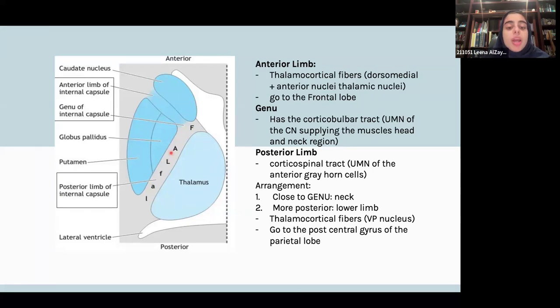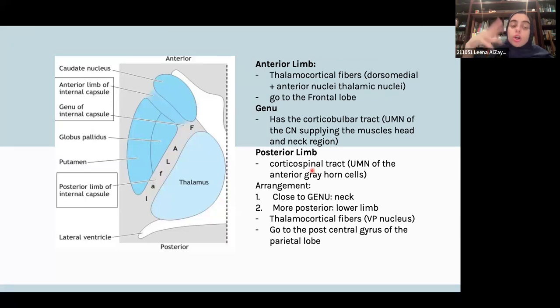Okay. Then we have the posterior limb. The posterior limb is the longest one. It's very clinically relevant, so you have to know the information about it. It carries the corticospinal tract. The corticospinal tract is basically the motor tract of the rest of our body. We talked about how the motor tract of our face and neck is the corticobulbar. Now the corticospinal is in the posterior limb.